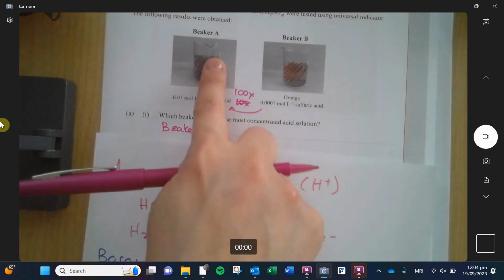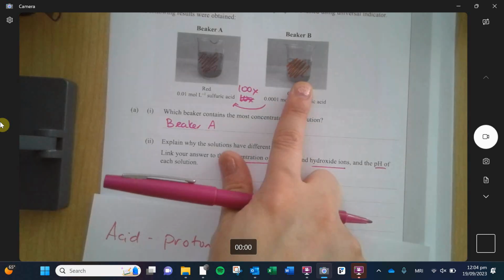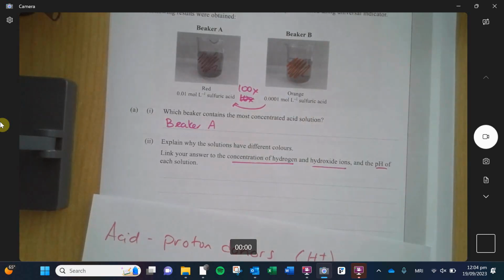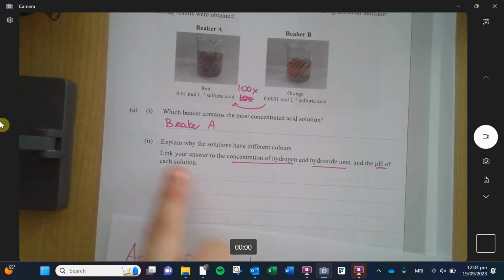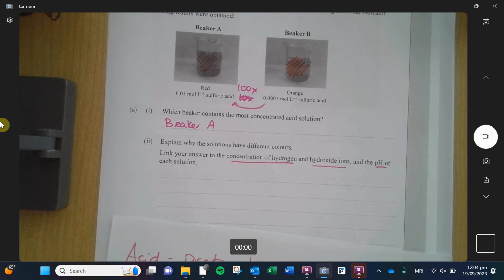So this one I would expect to be about pH 1 or 2. This one would probably be like 3 or 4 because it's closer to the 7. Yeah. So that's kind of the thing that you're thinking about with that. I'm going to save us some time and not write it all down, but I'll show you guys what the marking schedule looks like so you have an idea. But that's the idea with that question there.